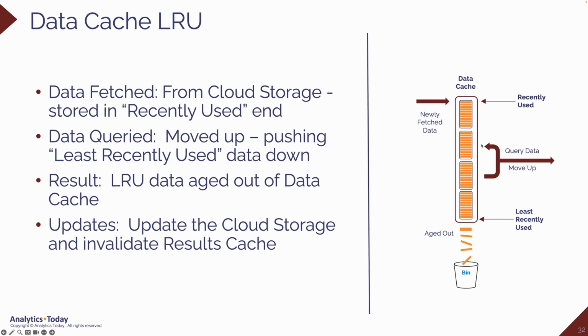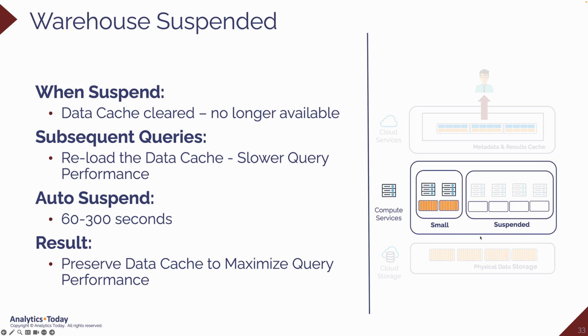Any updates will invalidate those entries, and so they're automatically aged out as well, along with data that's no longer needed. It's in the least recently used entry. When a warehouse is suspended, the data cache is cleared, and then subsequent queries that can't be satisfied by the cloud services, metadata or results cache are going to need to go down to the warehouse, which will then retrieve the data from storage.